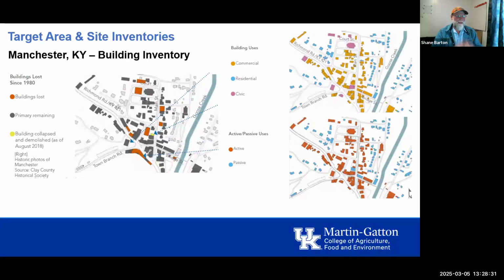Okay. The next example here is a building inventory conducted in Manchester, Kentucky. This was completed, I believe, in 2018, 2019, as a part of a power-funded Appalachian Regional Commission grant that we worked on to support 8 counties doing downtown revitalization. And Manchester, Kentucky, and Clay County just happened to be one of those.